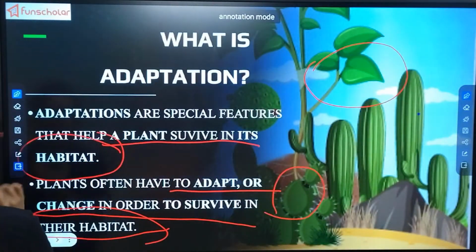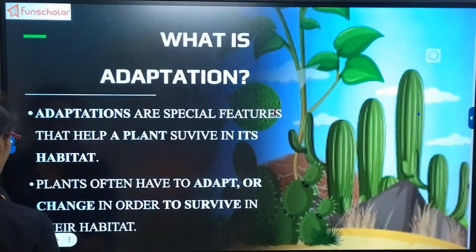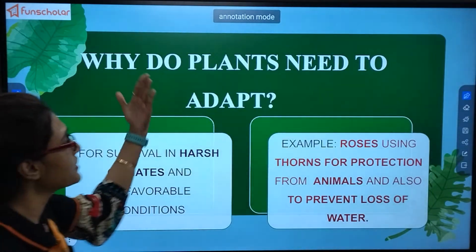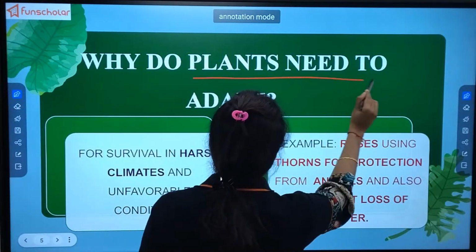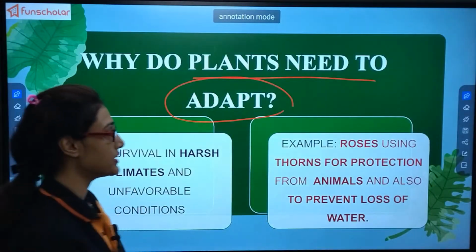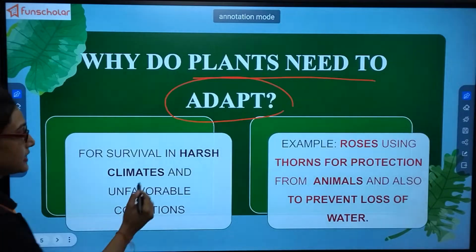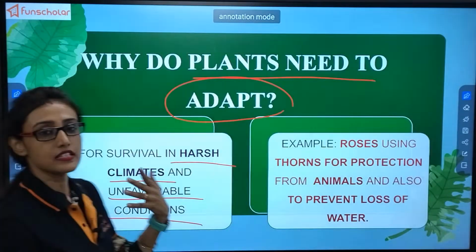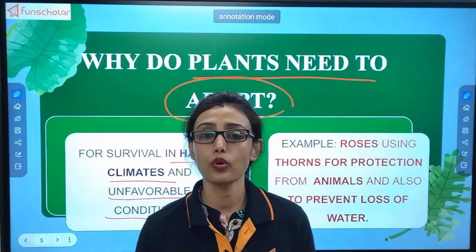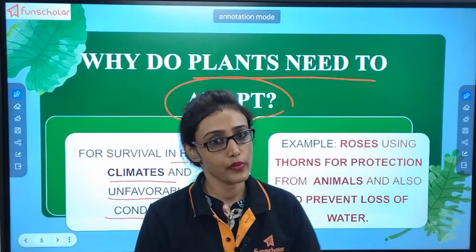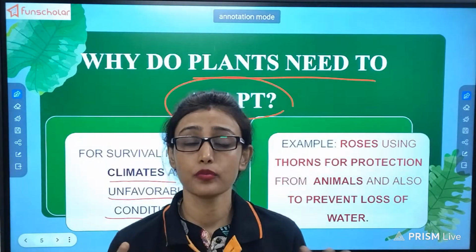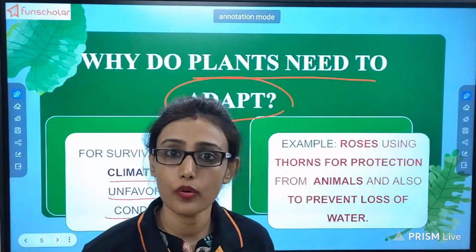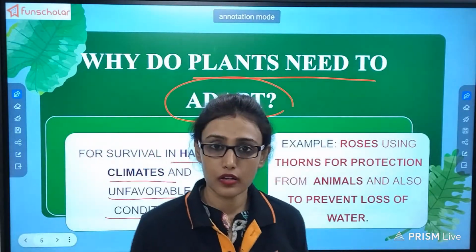Now let's proceed forward and see how they are different from one place to another. Why do plants need to adapt? The answer I have just now told you: for survival in harsh climate and unfavorable condition. Just like when it is too cold, you wear a jacket or sweater to protect yourself. To protect yourself from what? From the cold wind, from the snow, from the temperature.